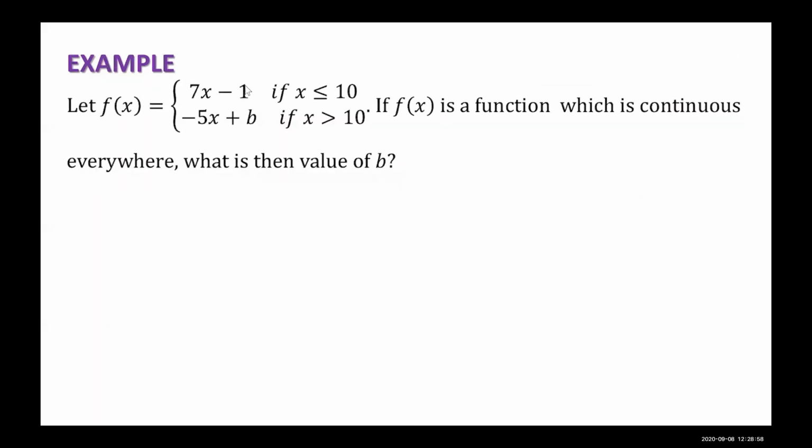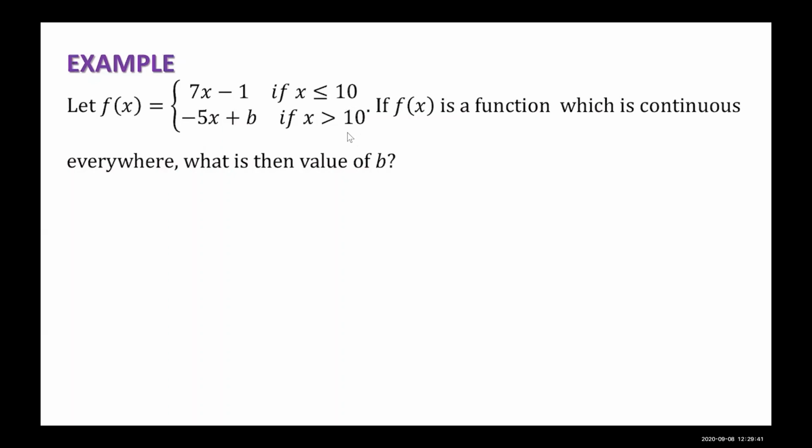Example: let f of x equal to, again a piecewise defined function, 7x minus 1 when x is less than or equal to 10, and negative 5x plus b for x is greater than or equal to 10. Now, we have to find the value of b if the function is continuous everywhere. But here is a break at 10, you can see. For the function to be continuous, this is a linear function, it is continuous everywhere. This is also a linear function, it's continuous everywhere. But if you look at the endpoint, that's at 10, that's where we have to be careful.